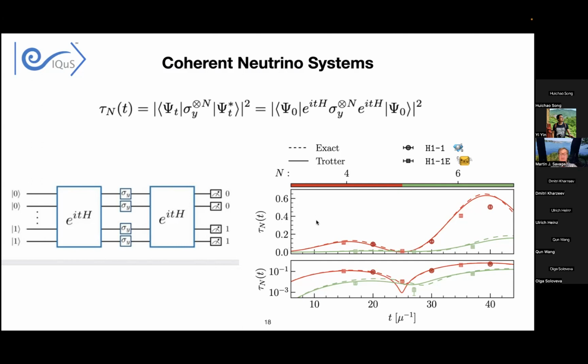So the upper scale is linear, the lower is log, and the red curve is for 4 neutrinos and the green curve is for 6 neutrinos. So the blue curve is the 4-tangle of the 4 neutrino system. The green curve is the 6-tangle of the 6 neutrino system.